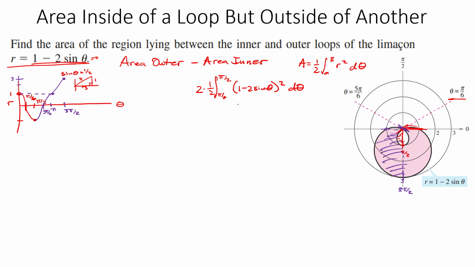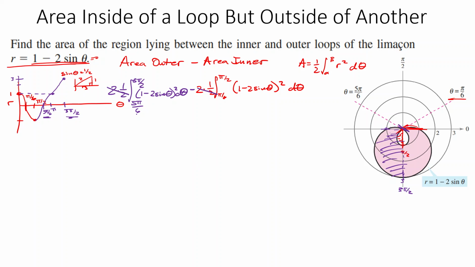So if we just find that whole area and double it, we'd have 2 times 1/2 the integral from 5 pi over 6 to 3 pi over 2 of our r squared. So 1 minus 2 sine of theta squared d theta. And then we're just going to subtract between those two answers. The 2's and the 1/2's are going to cancel out for both of them.